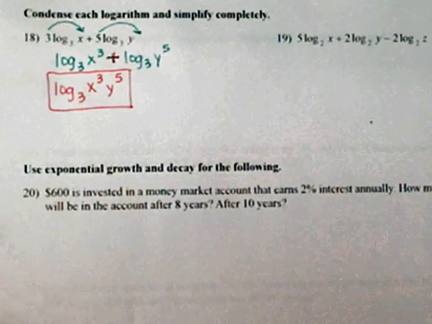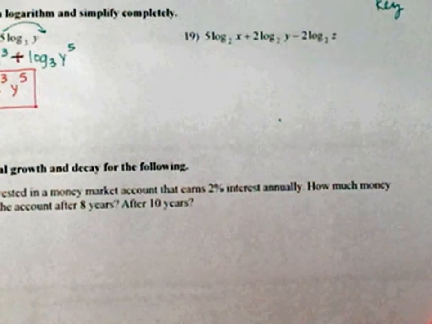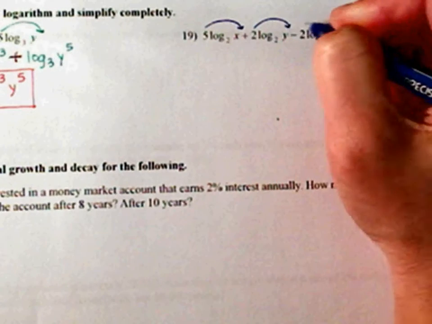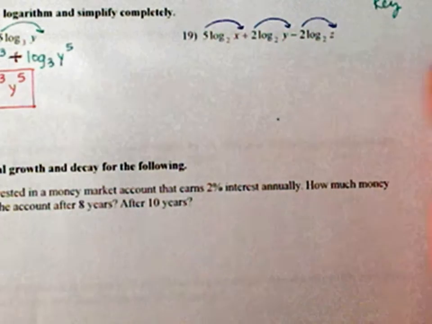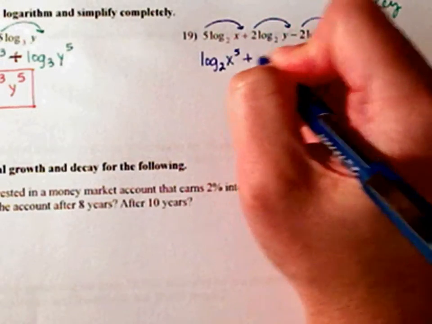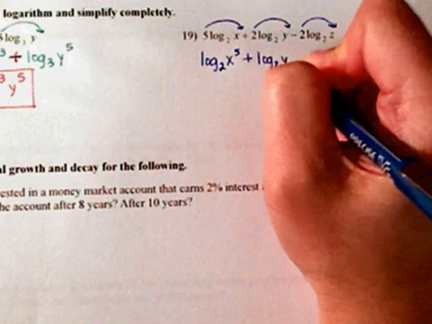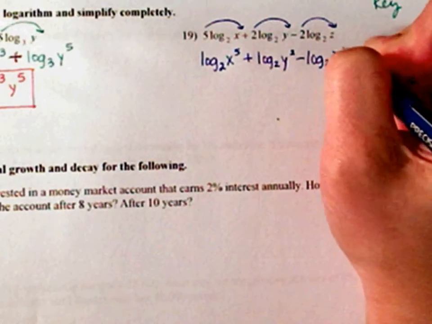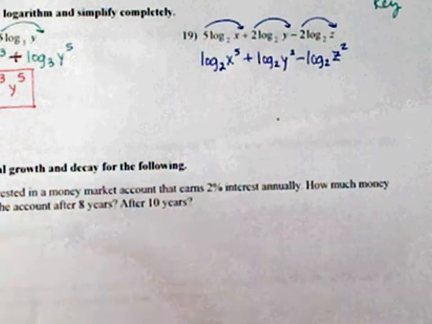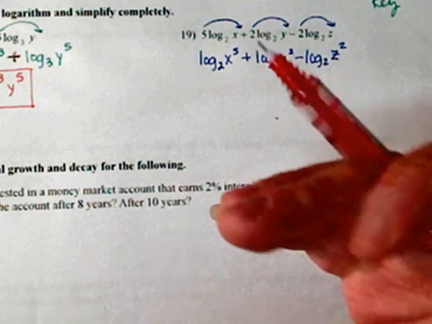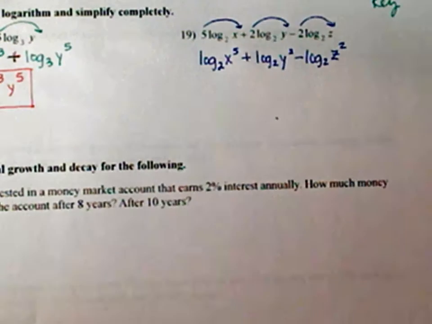Okay. Number 19. Let's do the same thing. Let's move all of our exponents into the correct position. Okay? So now you have log base 2 of x to the fifth plus log base 2 of y squared minus log base 2 of z squared. Alright? Next part. I'm going to show you guys the two steps, but there's a step that you could skip as well, and that's okay.